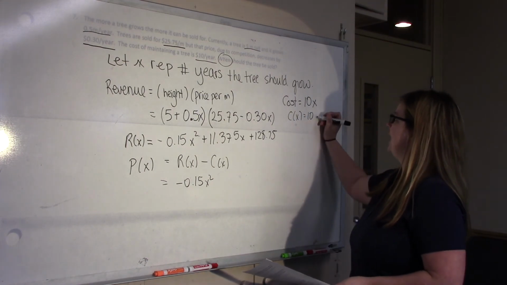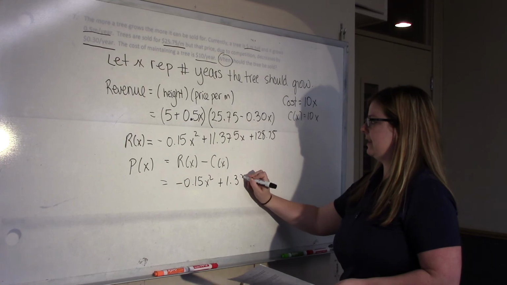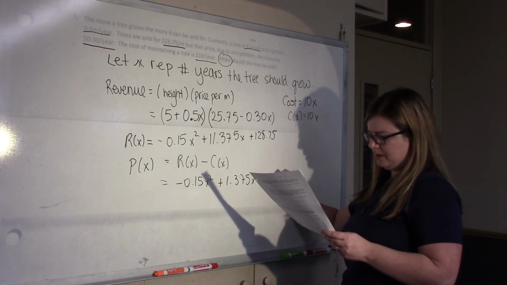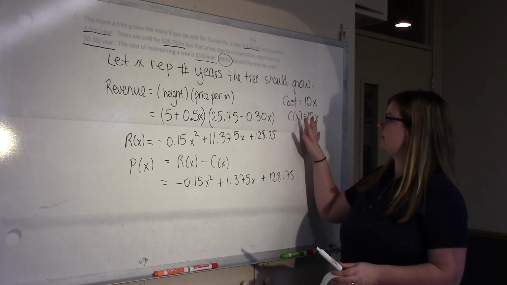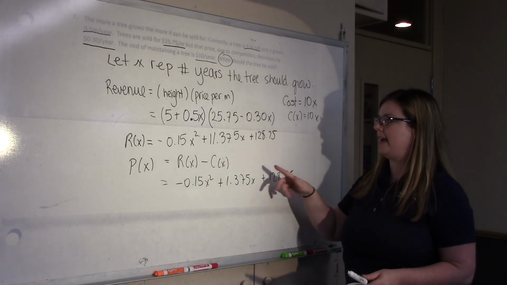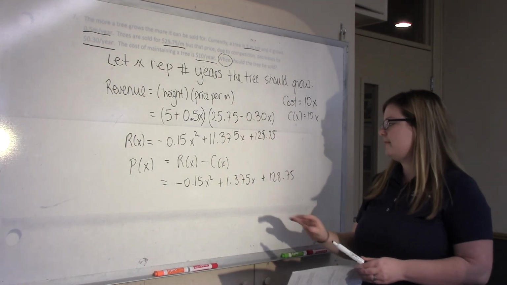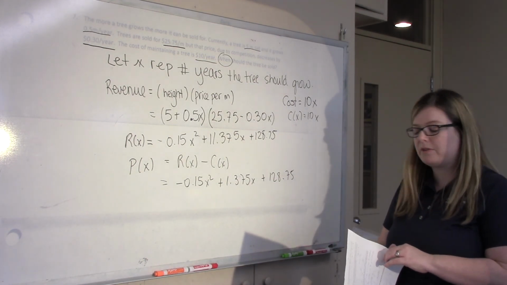You've taken off this 10x to get plus 1.375x plus 128.75. I just did this in my head, because it was only one term, the 11.375x minus the 10x. So this is your profit function. It's in standard form, so you use negative b over 2a.